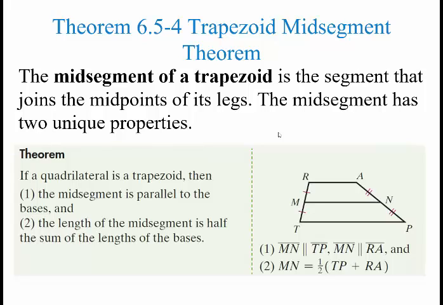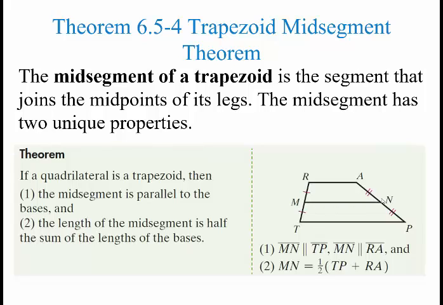All right, another one, and this is theorem 6.5-4, called the trapezoid midsegment theorem. The midsegment of a trapezoid is the segment that joins the midpoints of the legs. The midsegment has two unique properties. If a quadrilateral is a trapezoid, then this midsegment MN is parallel to both the bases RA and TP, and the length of the midsegment is half the sum of the lengths of the bases.